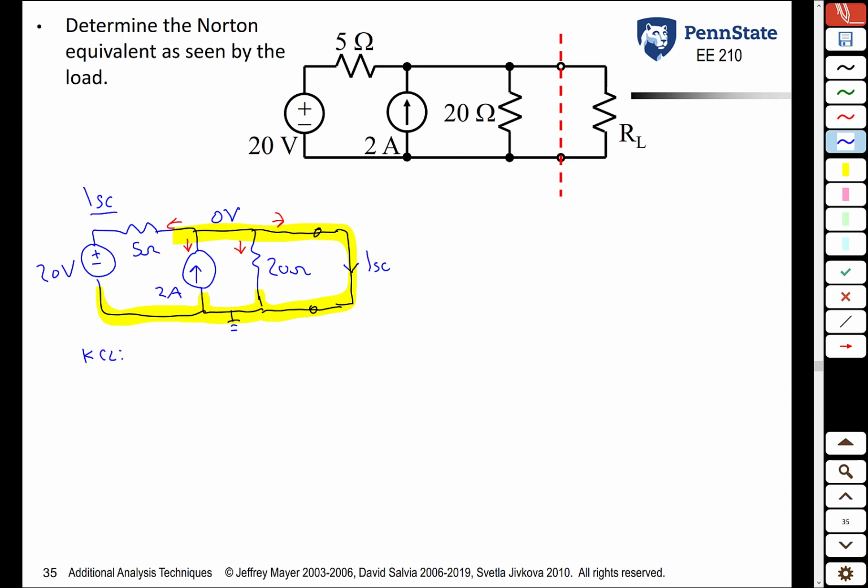So doing KCL, we get 0 minus 20 over 5 ohms. That is that current. Current going down is negative 2 amps. Current going down here is 0 minus 0 over 20 ohms. And the current going here is what we're measuring, ISC. Solving for ISC, we get ISC is equal to 6 amps. And once again, we saw this earlier when we used the VOC-ISC method to find the Thevenin equivalent model. So this is just a repeat of something we did a couple lectures ago.